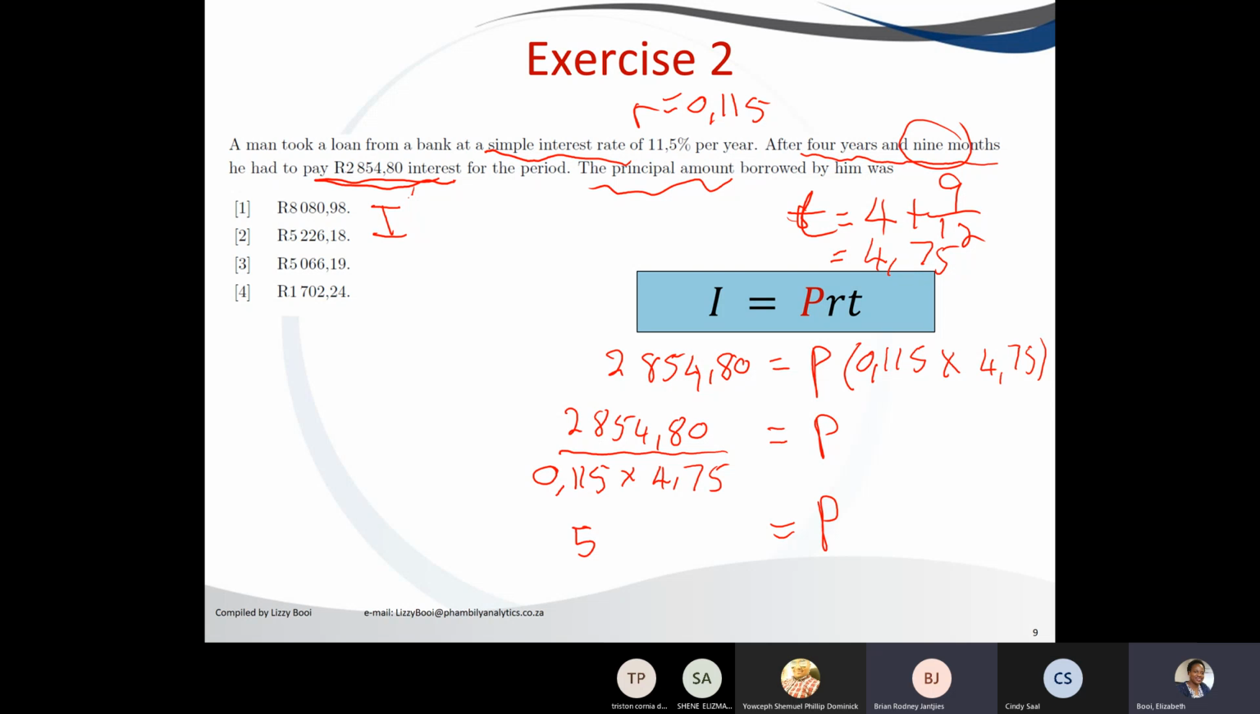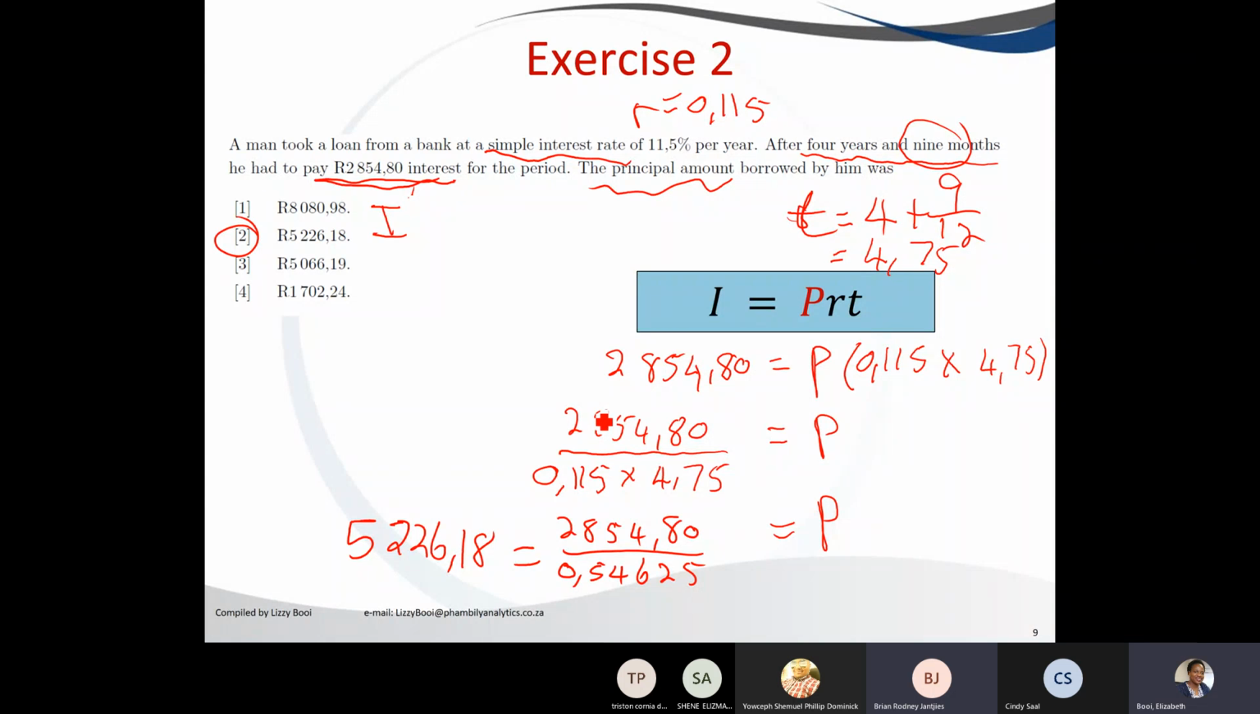So let's do it step by step. We know that P will be 2854.80 divided by 0.546625, and therefore our P will be equal to 5226.18, which makes it option number 2. Is that correct? Yes, that's correct.